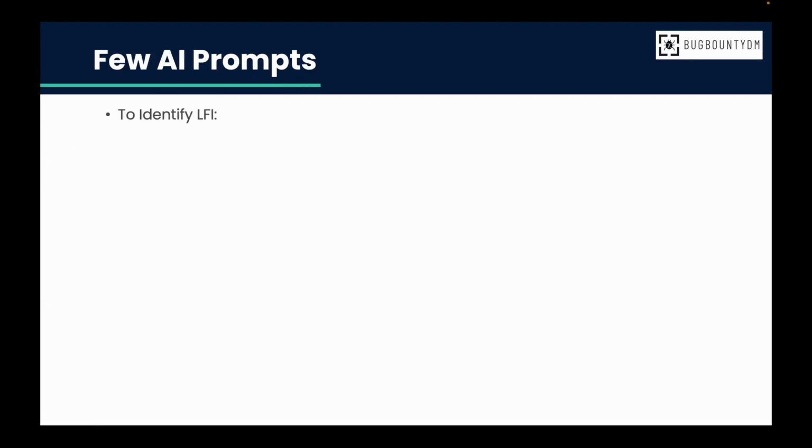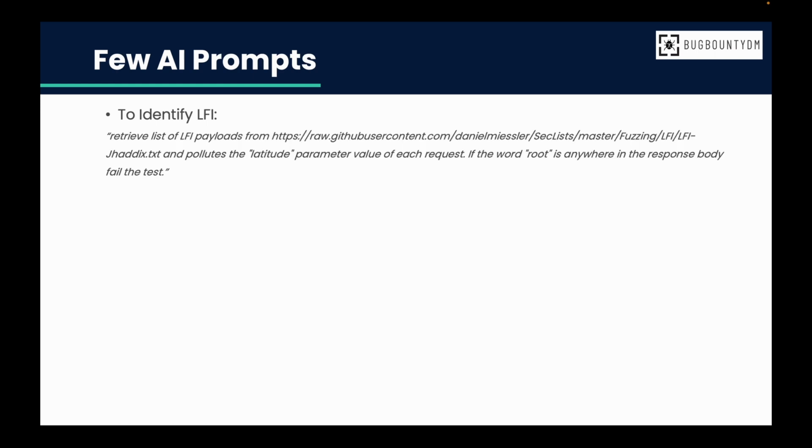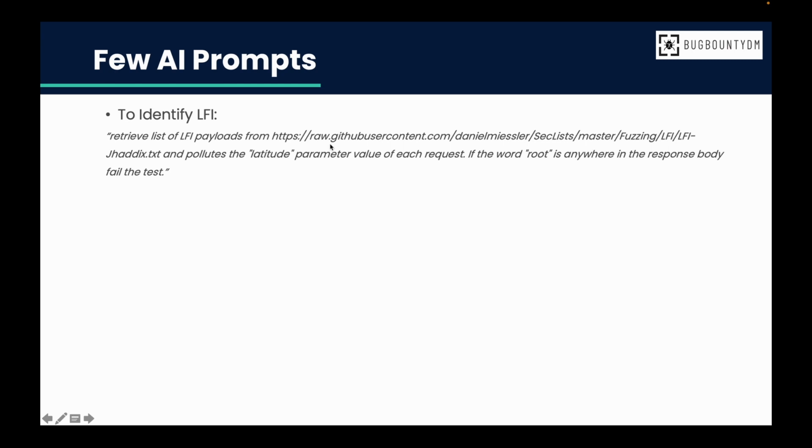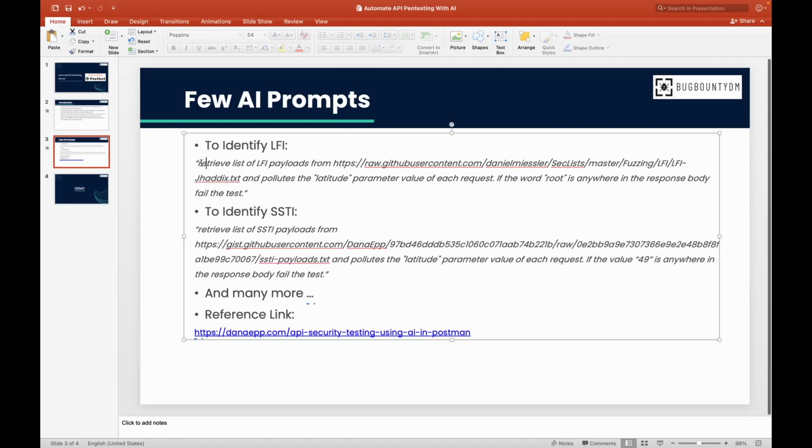In order to identify LFI in the current API, you can copy this prompt and paste it in Postbot, and it will generate a test script for you. When you send the request to the server, all the payloads that are related to LFI will be executed in the latitude parameter. And if the response contains root or any kind of such text, then that particular test case will fail. Okay, so let's try copying this prompt.